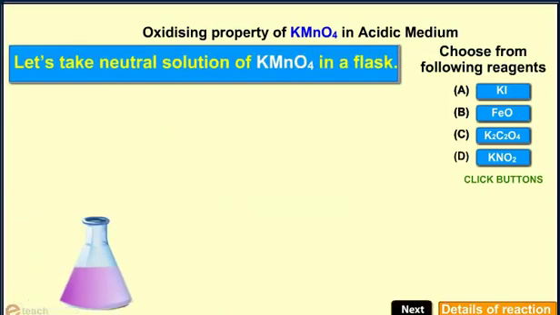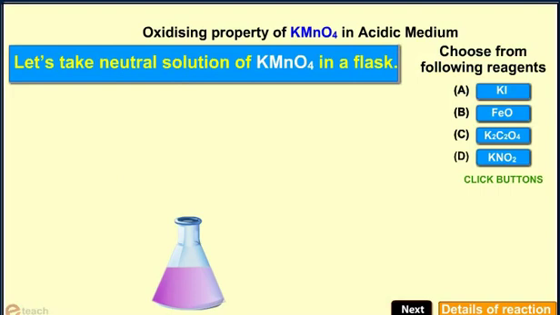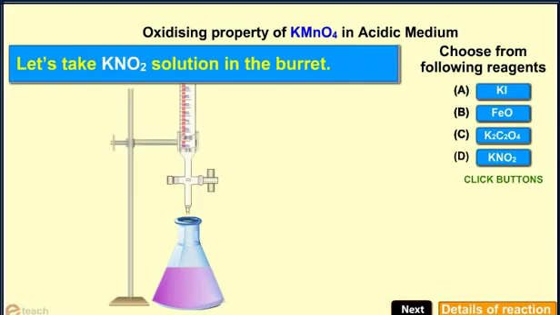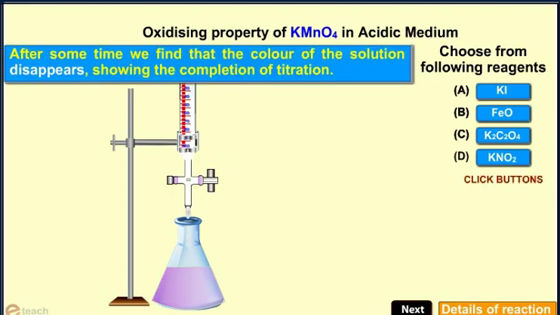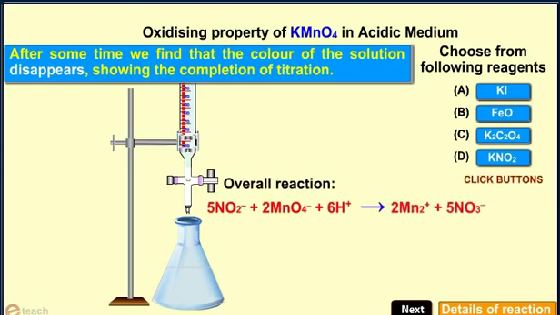Let's take KMnO4 in the conical flask. Now let's take KNO2 in the burette. After some time, we find that the color of the solution disappears, showing the completion of titration. The overall reaction is 5NO2- + 2MnO4- + 6H+ gives 2Mn2+ + 5NO3- + 3H2O. For details of reaction, roll over the mouse on details of reaction.